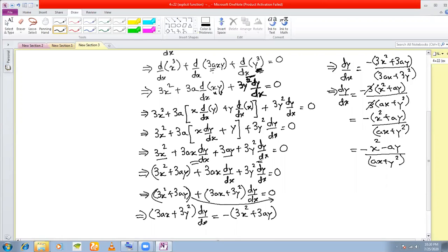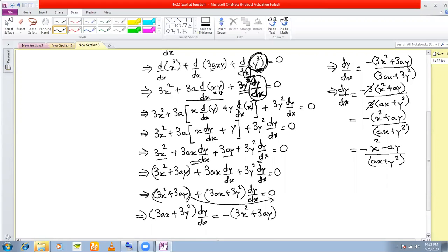Now remember this step. When you are differentiating a function of y with respect to x, you first differentiate it with respect to y to get 3y square, and then you differentiate y with respect to x to get dy/dx. Clear?